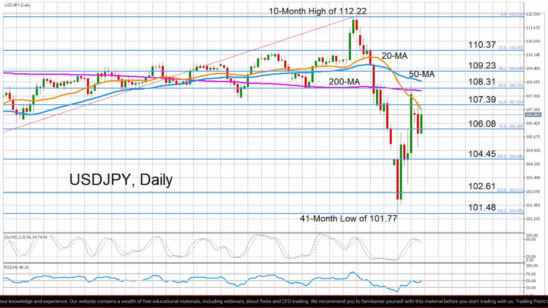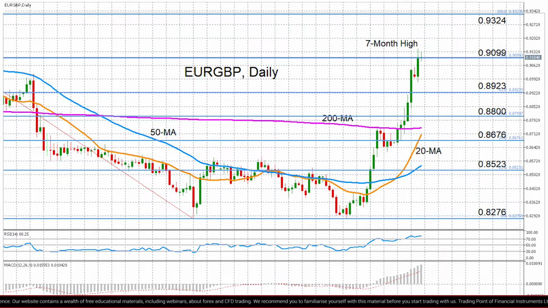Let's now turn to the euro pound, which is looking rather positive lately, both in the short and medium terms. We can see that the pair has now reached the 78.6% Fibonacci of that downstretch from 0.9320 to 0.8276. So that's around the 0.91 level. It had reached a 7-month high yesterday.